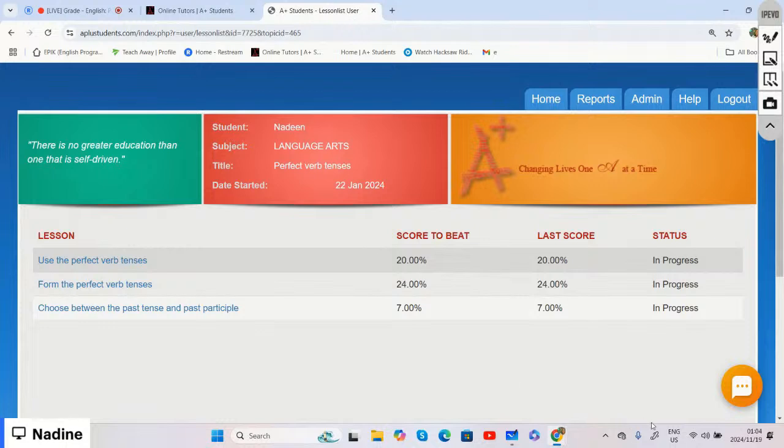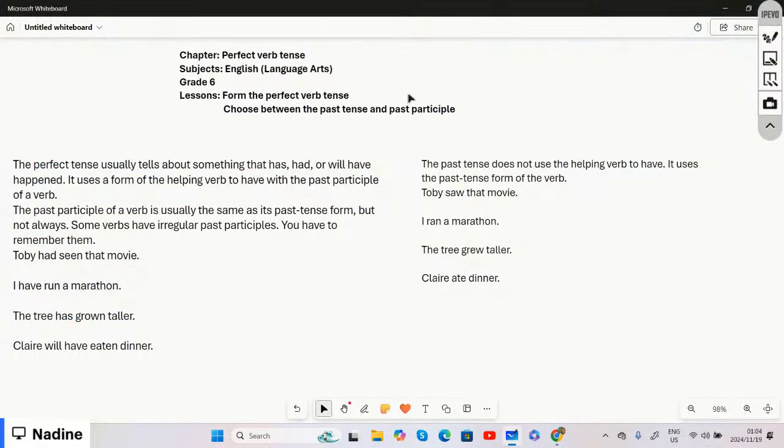All right. Perfect verb tenses is a continuation of our previous lesson, where we also did perfect verb tenses. So our chapter for today is perfect verb tenses, in English language arts, grade 6. The lesson we are going to focus on is to form the perfect verb tense, and to choose between the past tense as well as the past participle.